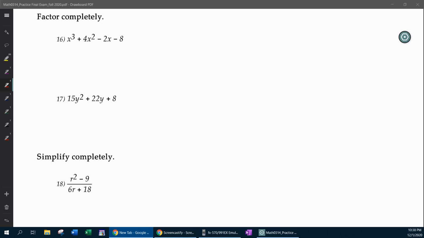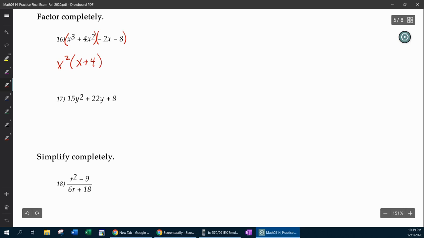Number 16, they want us to factor completely. In this problem, we have 4 terms, and 4 terms indicates factor by grouping. So we're going to group these terms 2 at a time. In the first group, I can factor out x squared. And if I factor out an x squared, that will leave me with x plus 4.